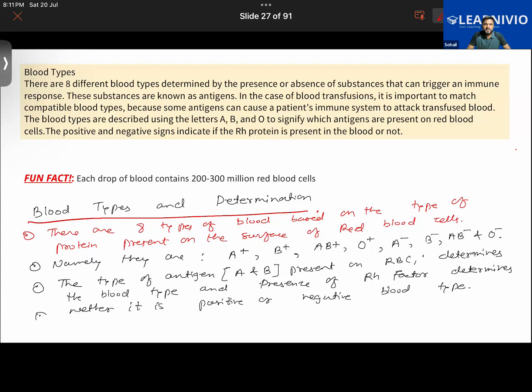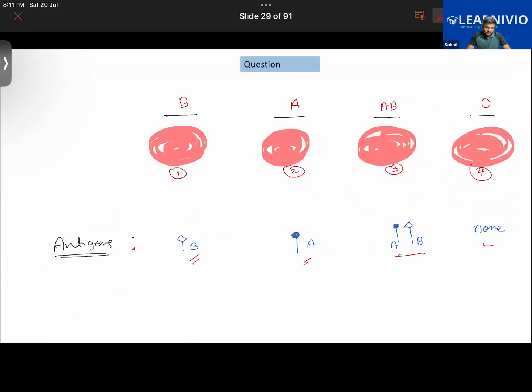B positive is the most common one, right? Yes, they are the most common ones. Now, AB negative is one of the rarest blood types. All of you done writing this? Yes, sir. Good. So I hope that is clear to everyone.